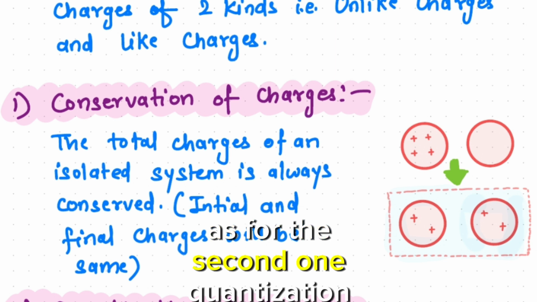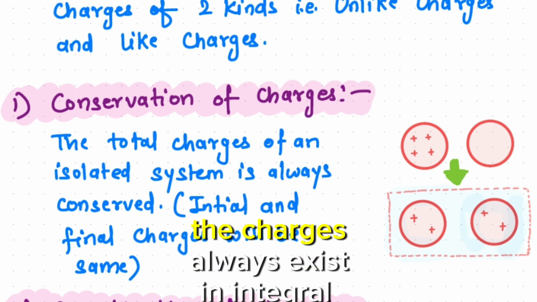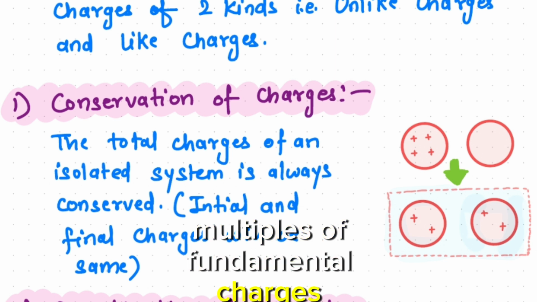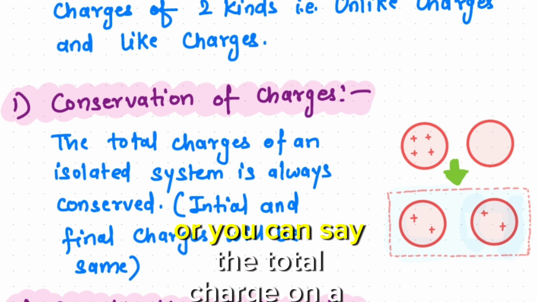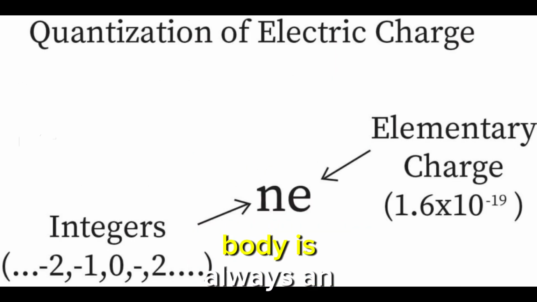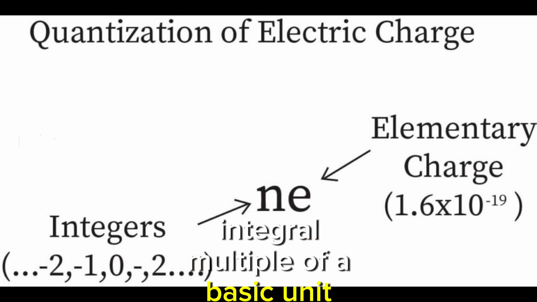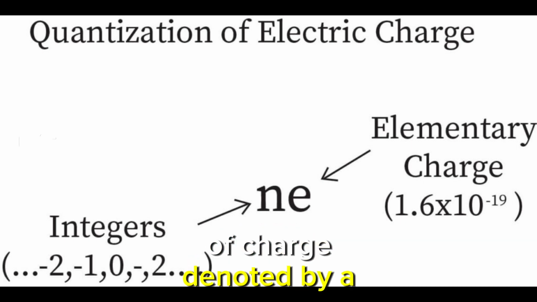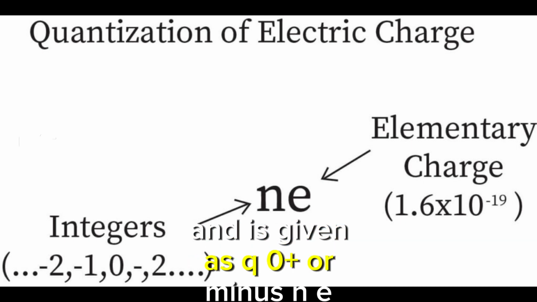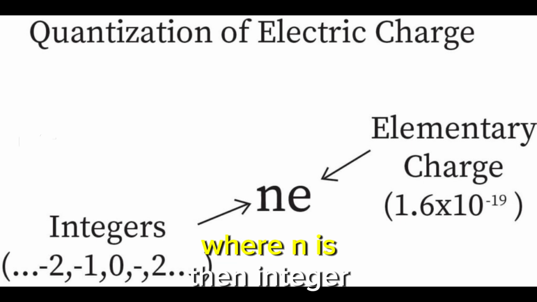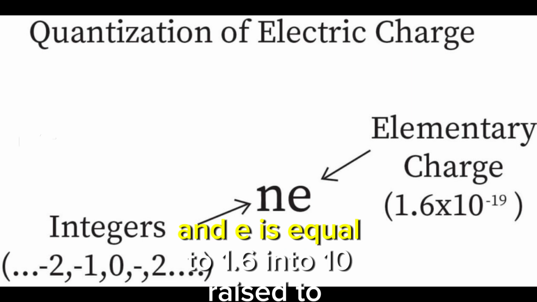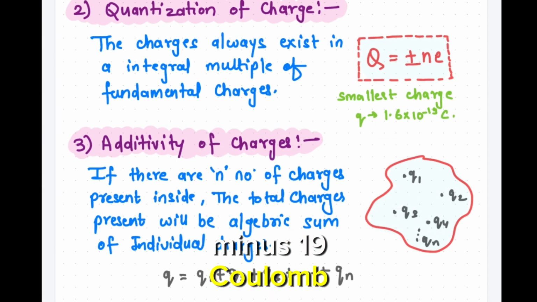As for the second one, quantization of charges, the charges always exist in an integral multiple of fundamental charges. Or you can say the total charge on a body is always an integral multiple of a basic unit of charge denoted by e and is given as Q is equal to plus or minus n e, where n is an integer and e is equal to 1.6 into 10 raised to minus 19 coulomb.